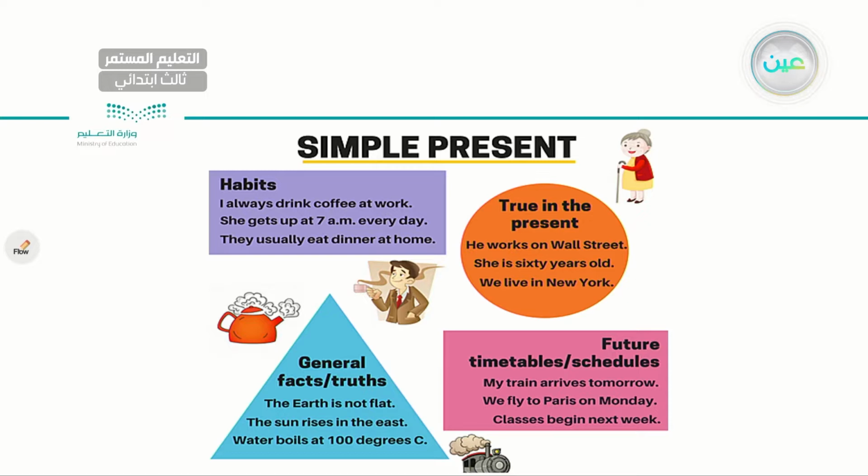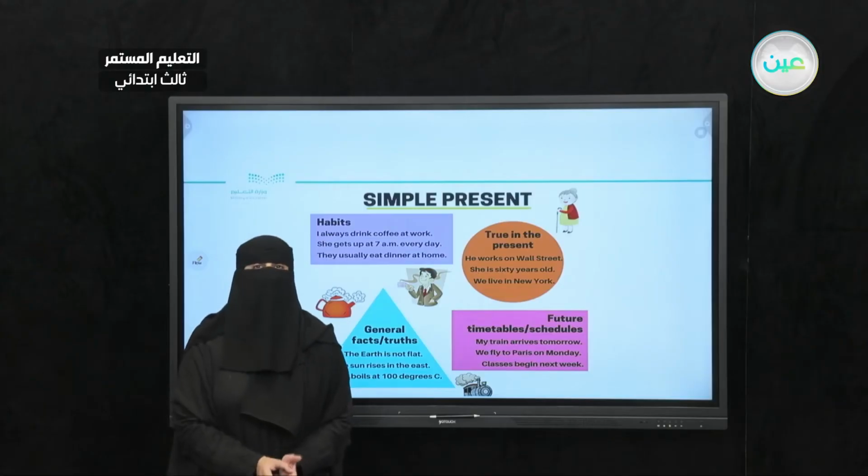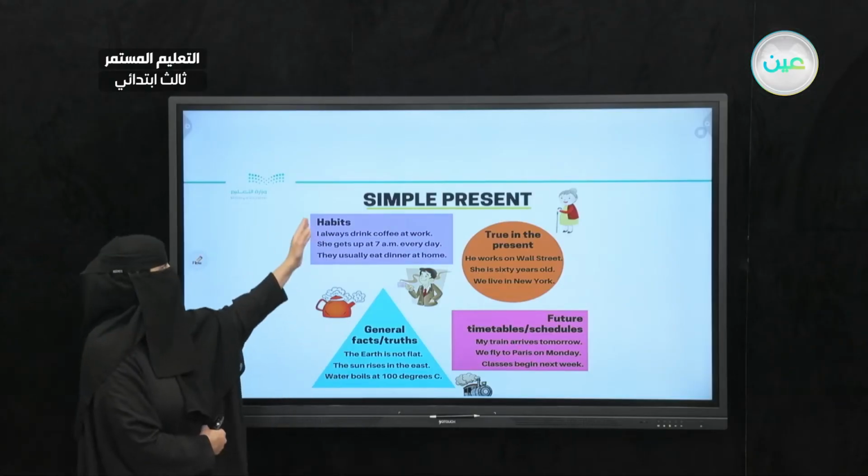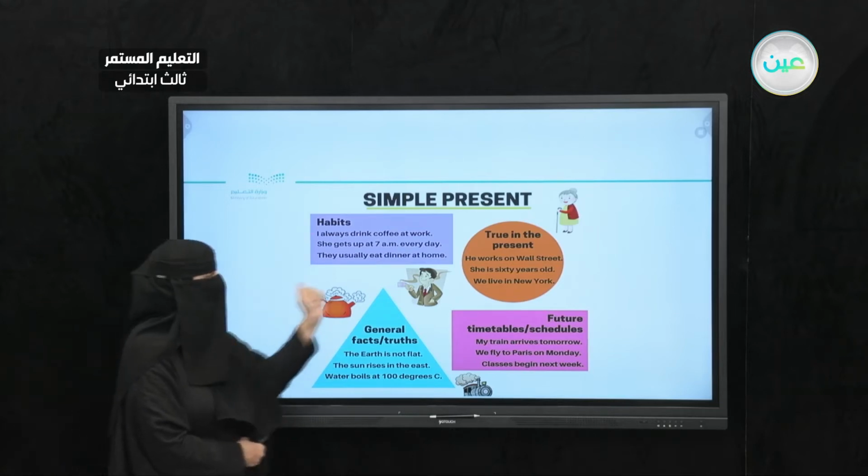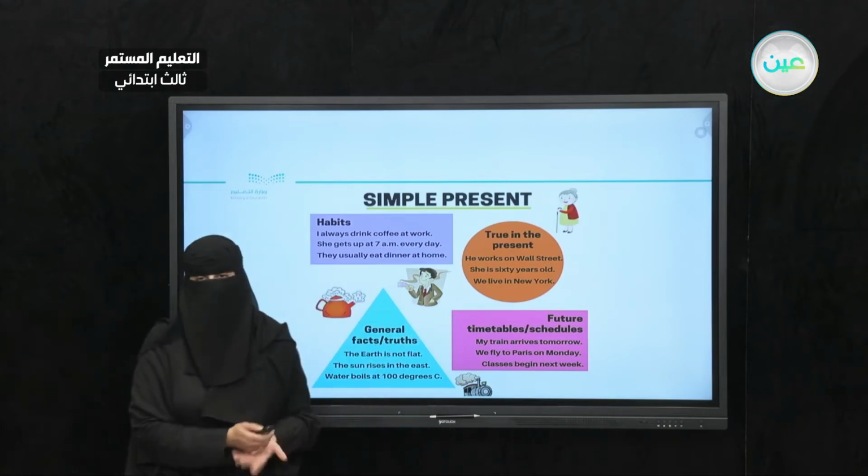Also, I use it to talk about truth in the present. He works on Wall Street. She is 60 years old. We live in New York. These are facts. And also we use the present simple to talk about future schedules or future plans. My train arrives tomorrow. We fly to Paris on Monday. Classes begin next week. So present simple is very important whenever we talk about habits, about general facts, truth in the present, or future arrangements.